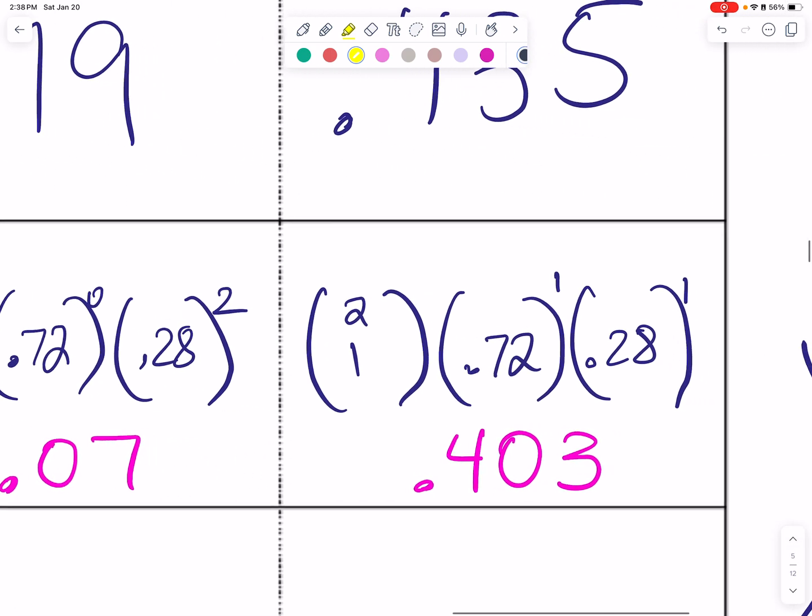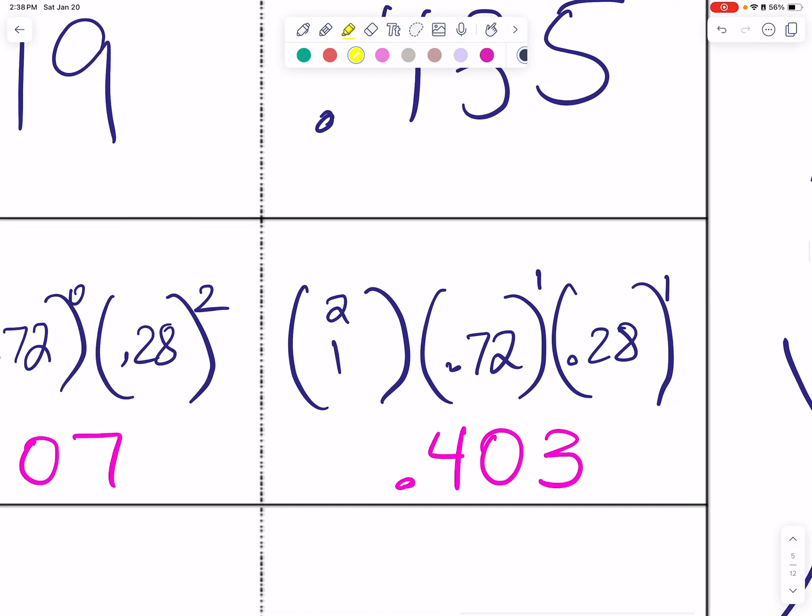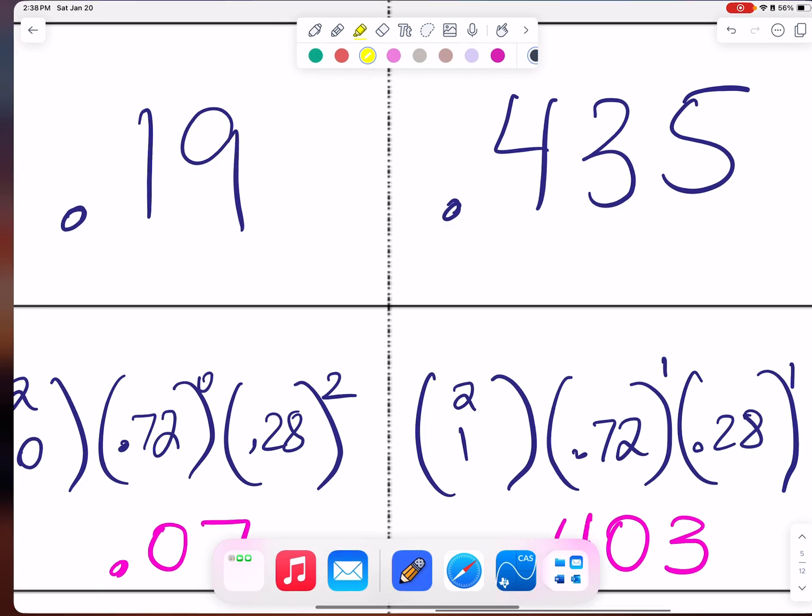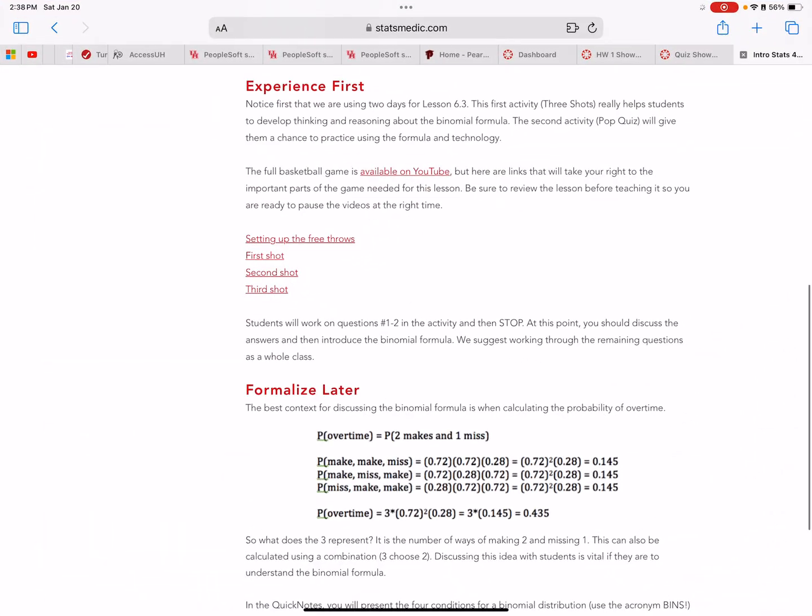And finally, the overtime. He can still go to overtime if he makes the first one or he makes the second one. So it's 2 shots, choose 1, and that's going to be about 40%. So let's see how Darius Washington does at his second shot.